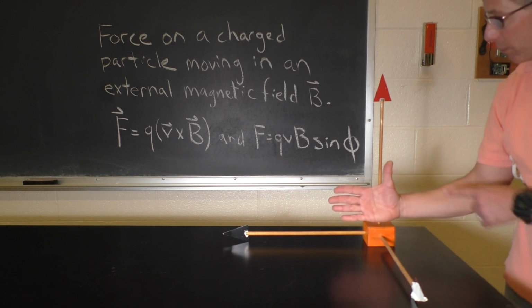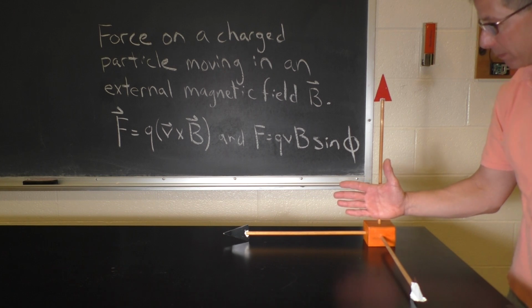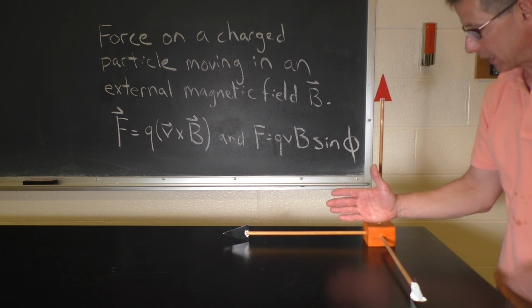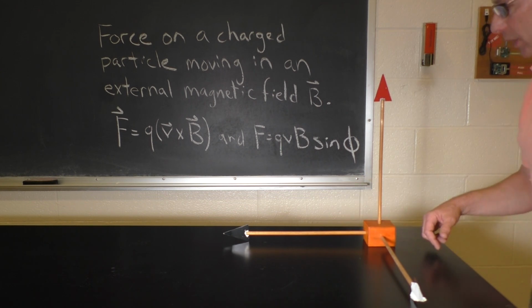So in this example, V is that way. I know the force is that way. The only way B can be is that way, but if it's a minus sign, B would be in that direction, in the opposite direction. So let's try this again.